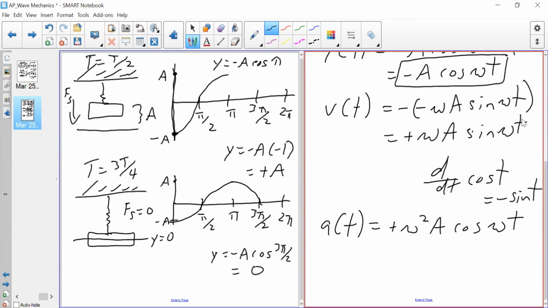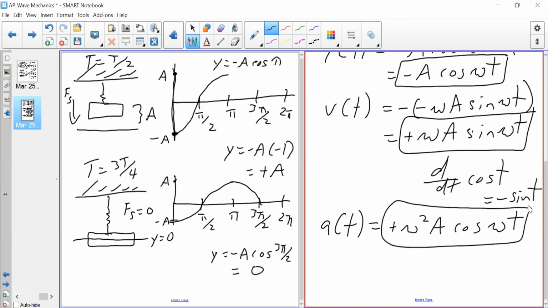So here's my y as a function of t. Here's my velocity and my acceleration. That's going to be key when we go forward. So omega is this angular frequency. It's like angular velocity, but contextually we call it angular frequency because we're looking at it in terms of frequency.